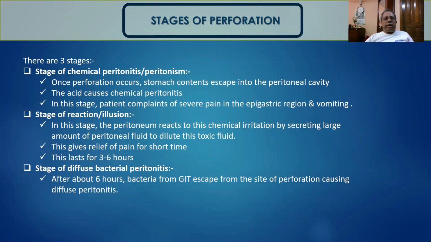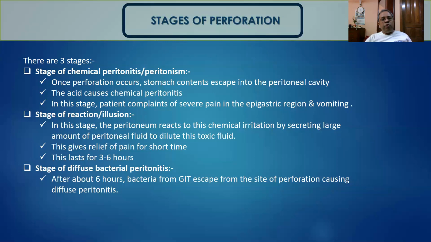After some time, the patient develops a reaction of the peritoneal cavity to the content. So it is called the stage of reaction or ileustion. That means in this stage, the peritoneal contaminated acid content becomes diluted by the exudations. The peritoneum reacts to the chemical irritation by secreting a large amount of peritoneal fluid to dilute this toxic fluid. So this gives relief of pain for a short time. This lasts for 3 to 6 hours, and after that, the patient again feels pain due to the distension of the abdomen.